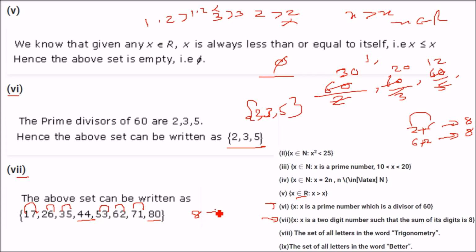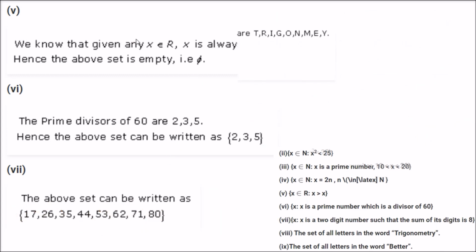Then we have 8 and 0 also. If you add 8 and 0, it will be 8. But if you take 0 and 8, 0 and 8 will not be a 2-digit number. 8 is not a 2-digit number. 80 is a 2-digit number. So you don't include 0, 8. That is why you just have 80, not 08. So these are the numbers which add up to 8.